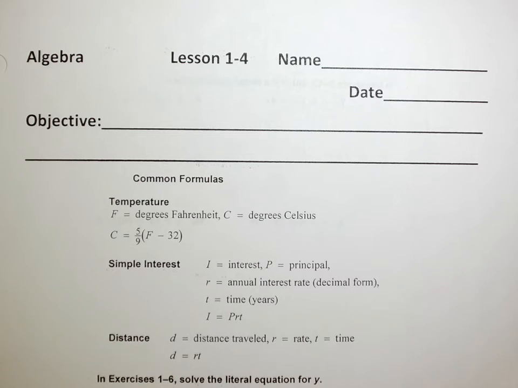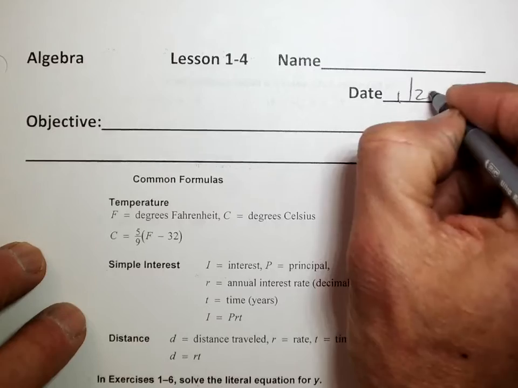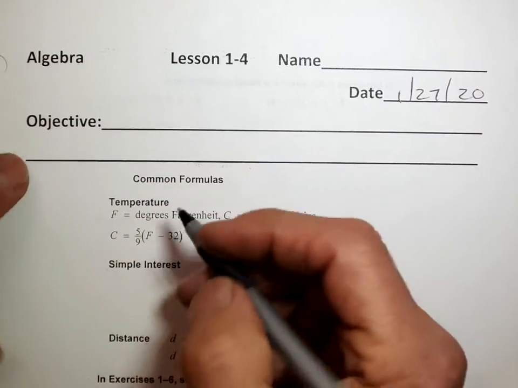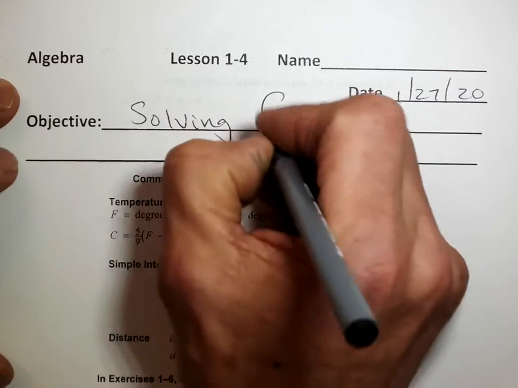All right, today's objective. What we're going to do on the date, it's 1/27/2020. Thank you, Mrs. Cowan. What we're going to do is we're going to be solving formulas.